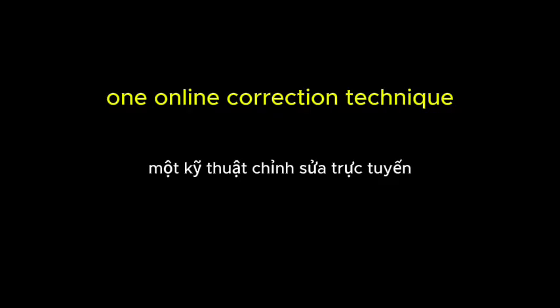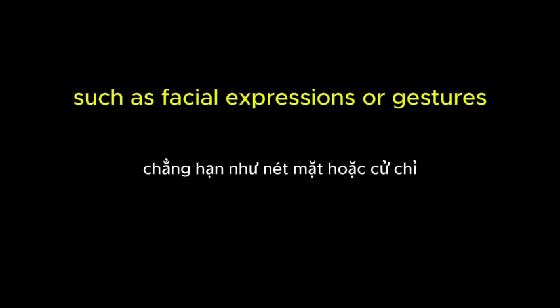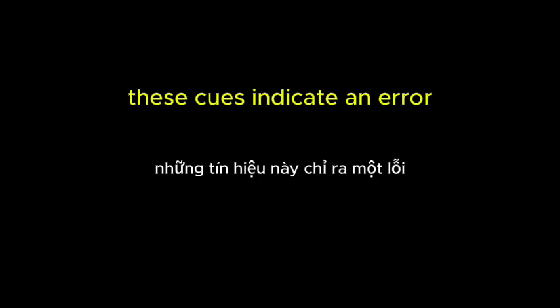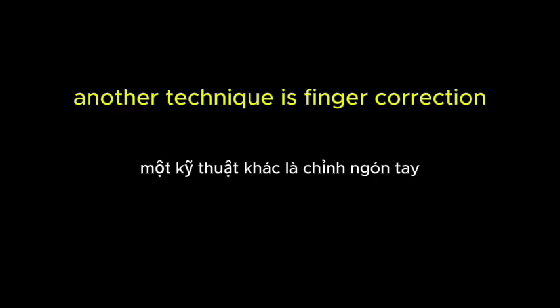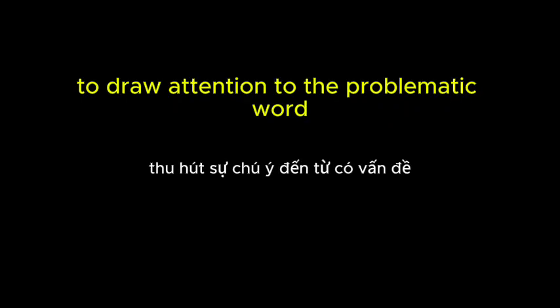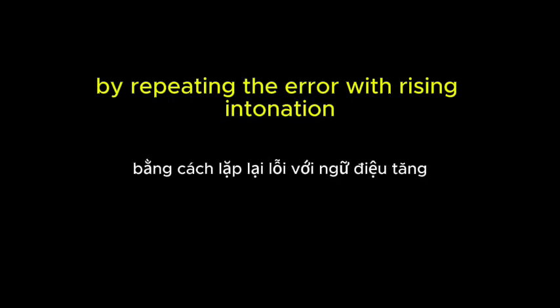One online correction technique involves paralinguistic cues, such as facial expressions or gestures. These cues indicate an error without stopping the flow significantly. Another technique is finger correction, which uses the fingers to draw attention to the problematic word or part of the sentence. Echoing is also used by repeating the error with rising intonation. For example, "Flight 309 go to Paris?"